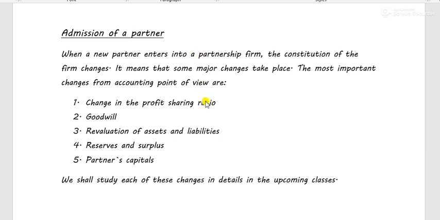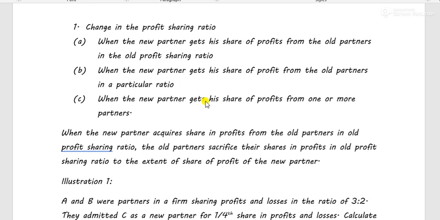So there are three cases in the change in the profit sharing ratio. The first one is when the new partner gets his share of profit from the old partners in the old profit sharing ratio. This is the case that we'll be studying today, and this is the most common case. Now you won't get this until you solve an example. We'll solve an example, but first let's study the other two concepts. When the new partner gets his share from old partners in a particular ratio, here they'll give you a particular ratio.